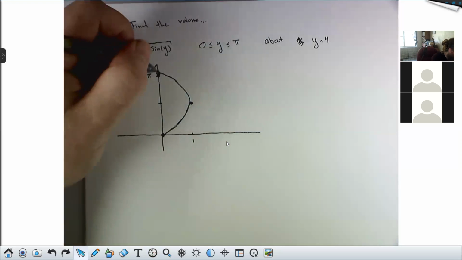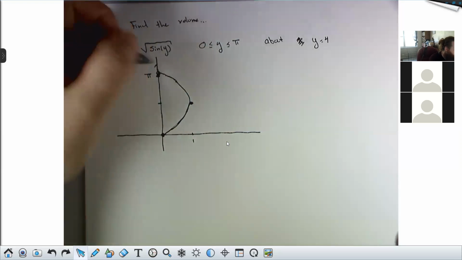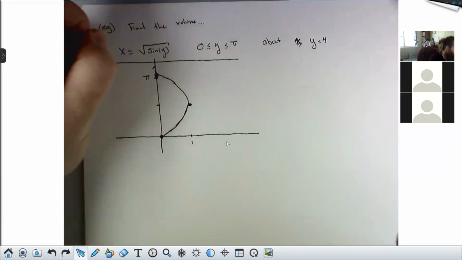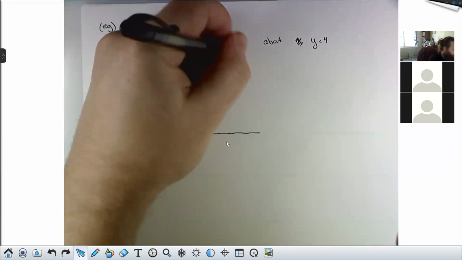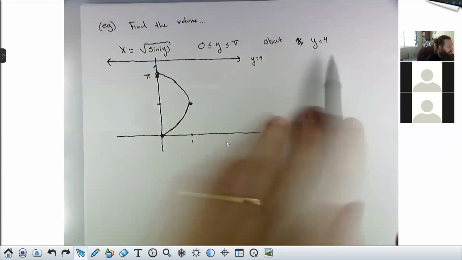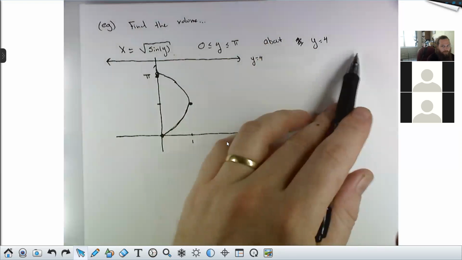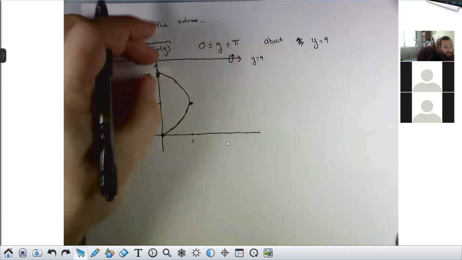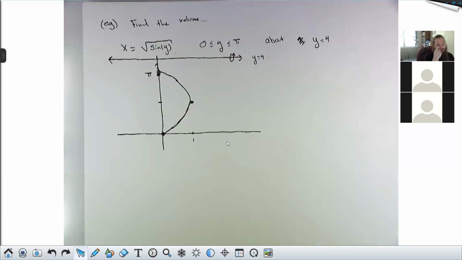Now, I did mess up one thing. My axis of rotation needs to be way up here at 4. And I don't quite have room for that. So I'm going to fudge it in. I'm going to say this is the line y equals 4. 4 is certainly bigger than pi, right? And y equals a constant is always a horizontal line. So there should be a larger gap here. This is still acceptable. Okay. So I think it's pretty clear what my region is.